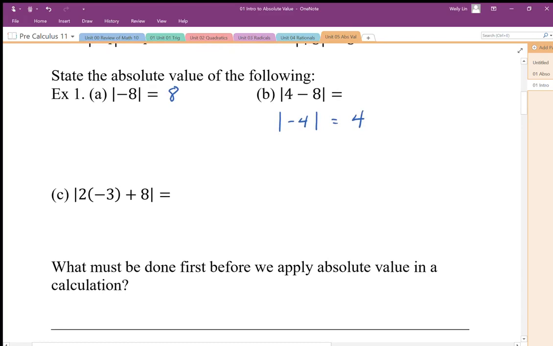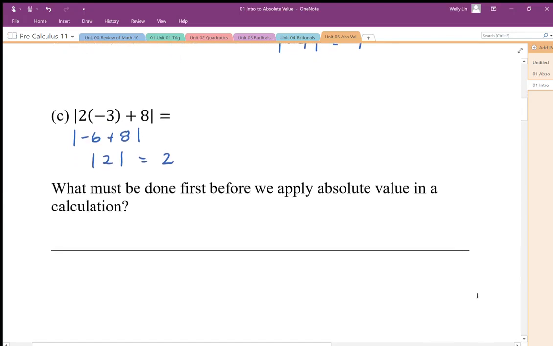So here, as a calculation, we do the calculation first. We get negative 6 plus 8. We have to add this together first, and then we take the absolute value of 2, and 2 is 2 units from 0. So what must be done before we apply absolute value in a calculation? We must do the calculation inside first.